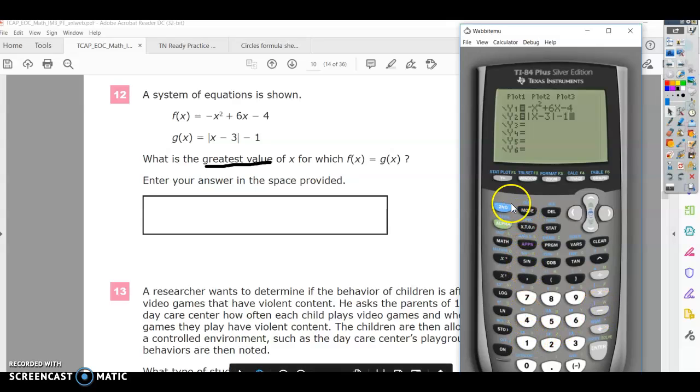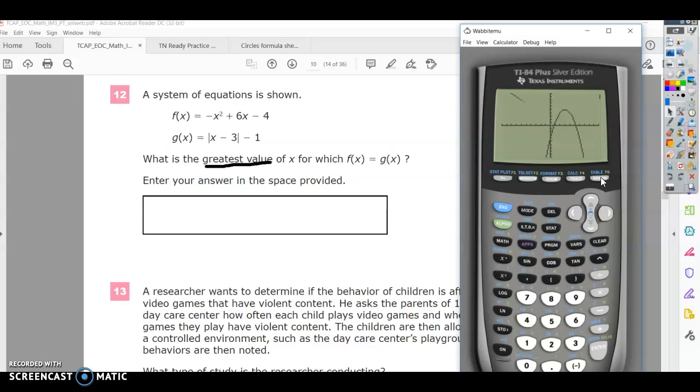All right, once I have both of these in here, I want to go to graph. There's my negative quadratic, and there's my V-shaped graph. So I can look right here, I've got an intersection point, and right here I have an intersection point. So I know this is 0 at x, 0, 0, my x and y. And if I'm going up, this x is going to be smaller than this x. So this is the intersection point I am needing because I need the greatest value.